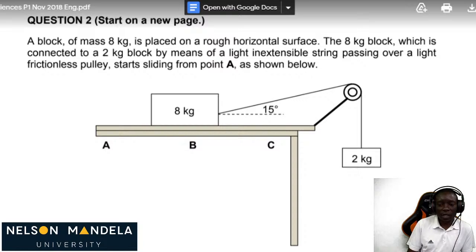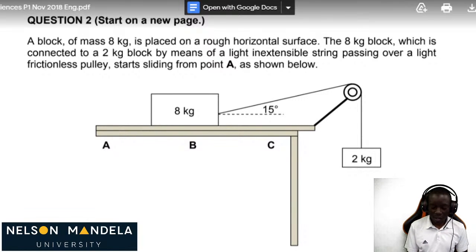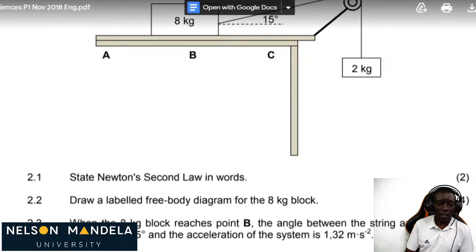You could paraphrase, you could say it in other words, but the most important thing is not to miss the directions of the acceleration and the force, the proportion between acceleration and force, and the inverse proportion between acceleration and mass. So that is a complete statement of Newton's second law. Okay, so we'll see what the second part of that question requires us to do.